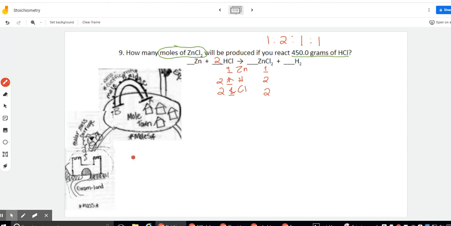All right, so let's go ahead and start diving into the stoichiometry part. So I'm going to start with that 450 grams of HCl. Okay, I'm going to bring those words down to the right.